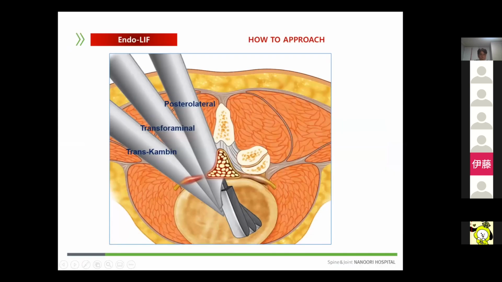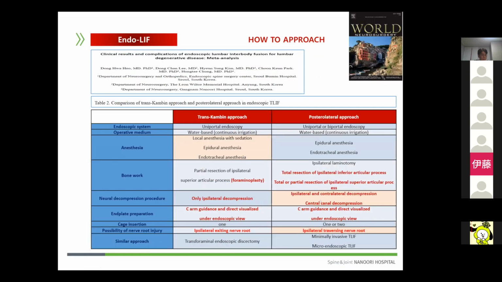Nowadays, endoscopic unilateral fusion surgery has introduced 3 different techniques. It is well known that Dr. Malcolm already gave a lecture on the transcampus approach, and there are 2 other approaches, the transforaminal approach and the posterolateral approach. Among them, I like the transforaminal approach because it has some advantages. The transcampus approach is also a very nice approach, but the transforaminal approach has some advantages for sufficient decompression of the foraminal area.